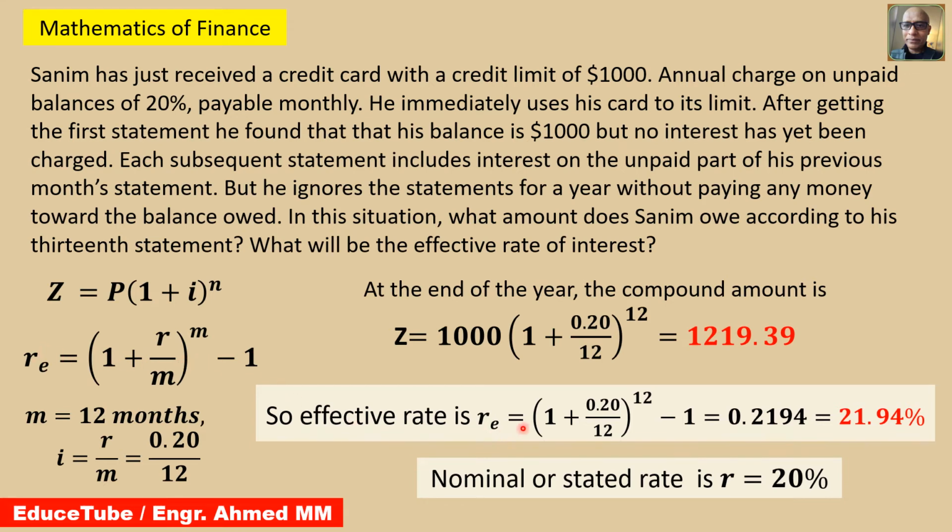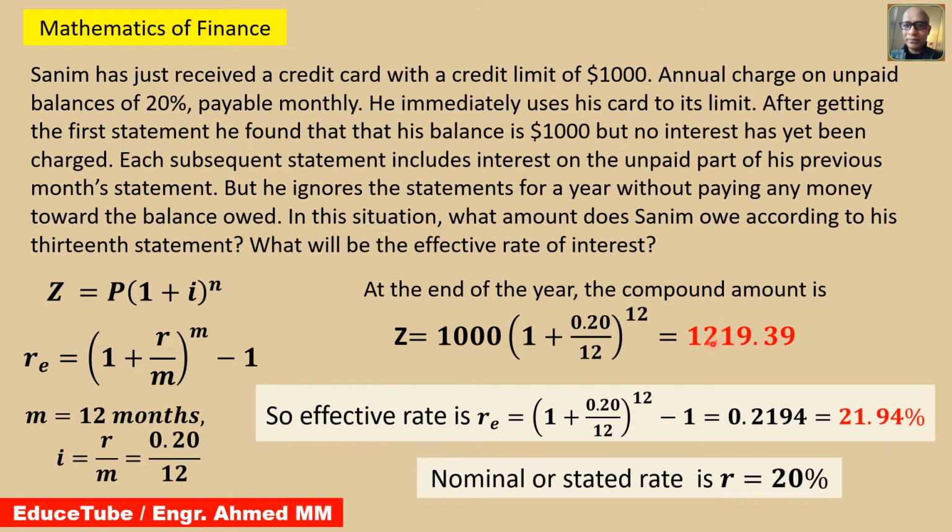So the effective rate will be this part, already we got it here, minus 1. So what we are doing here, R by M, 0.2 by 12, 1 to the power 12 minus 1. So we get 0.2194, this value. So the effective rate is 21.94%. Right away we got this.